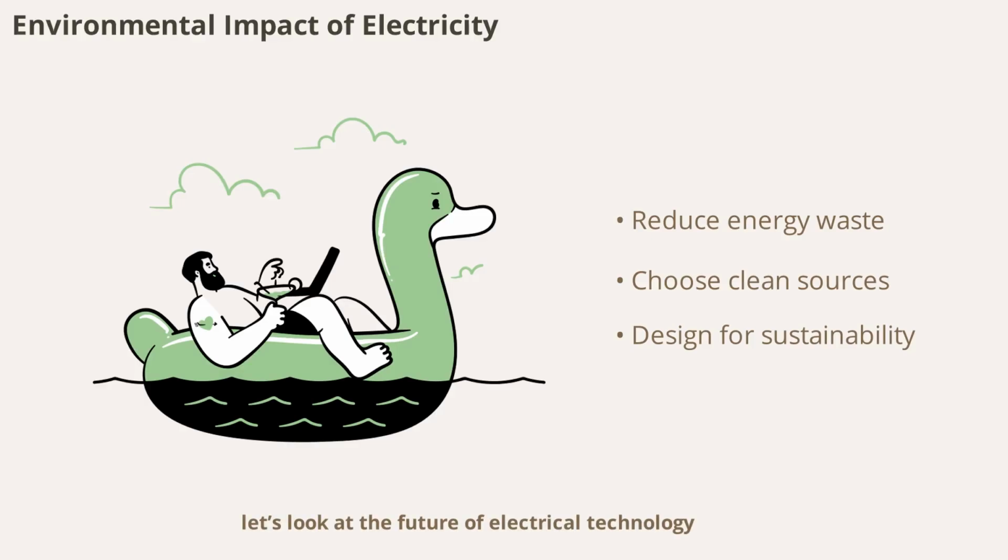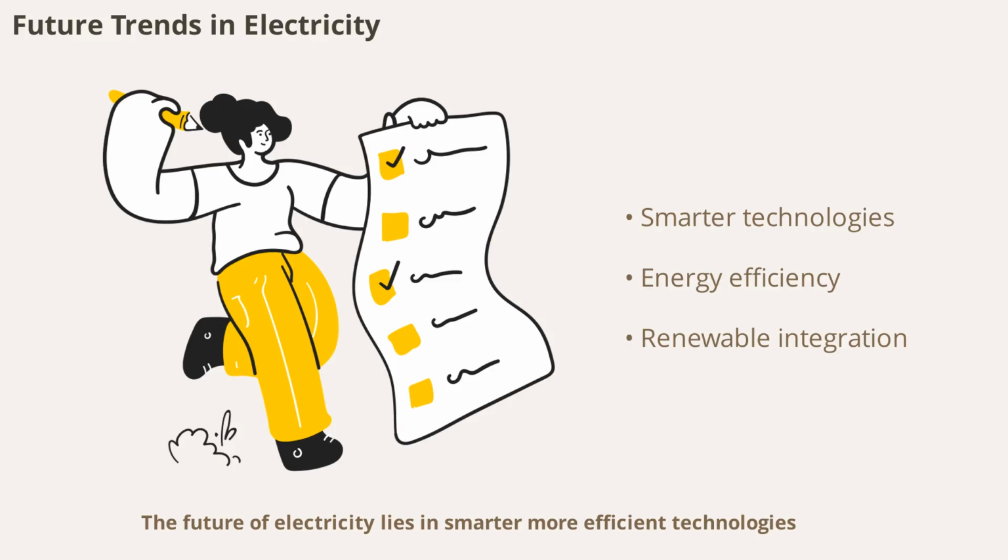Next, let's look at the future of electrical technology. The future of electricity lies in smarter, more efficient technologies. Advances in materials science are leading to better conductors and semiconductors, while innovations in circuit design are making devices more energy efficient. Smart grids, renewable energy integration, and electric vehicles are transforming how we generate, distribute, and use electricity. Staying informed about these trends is important for anyone interested in science and technology.